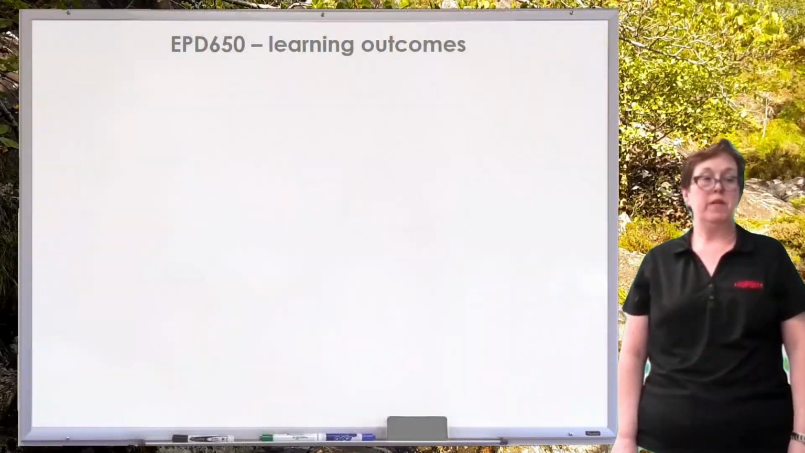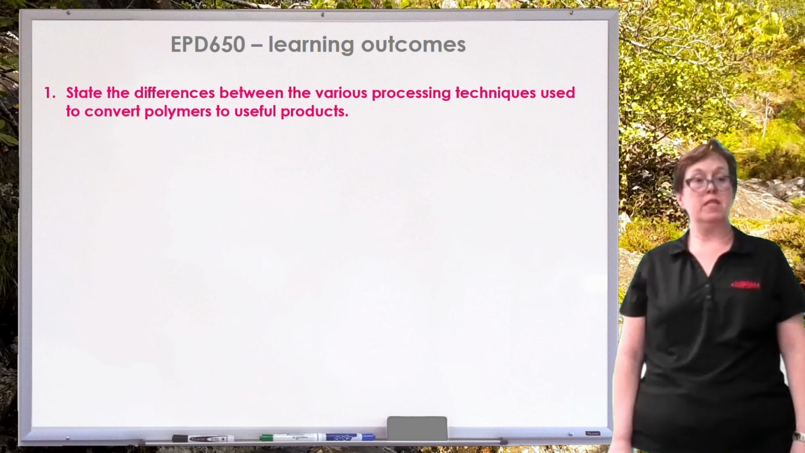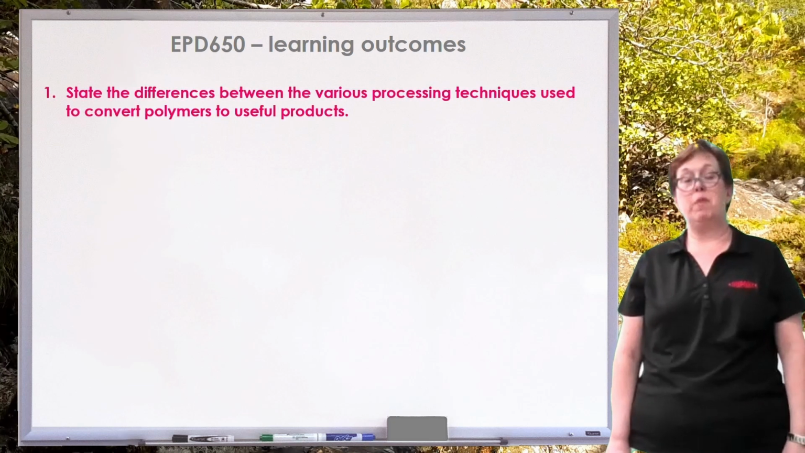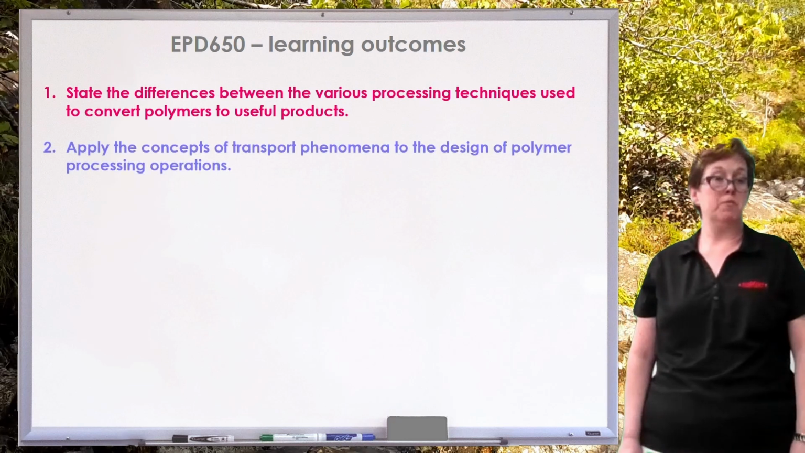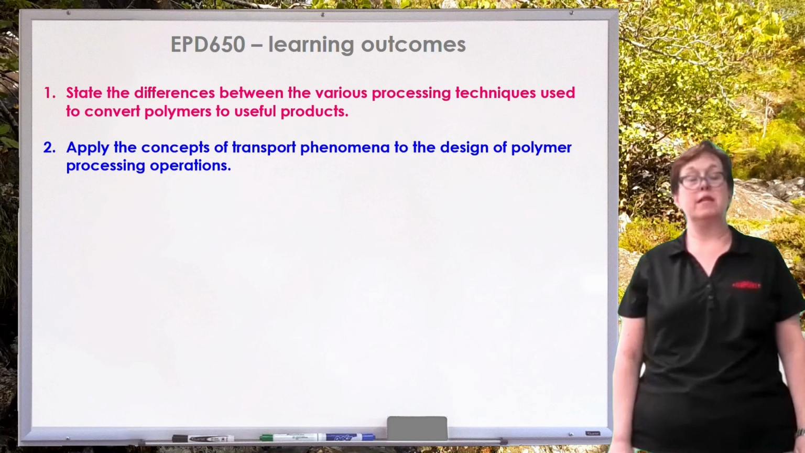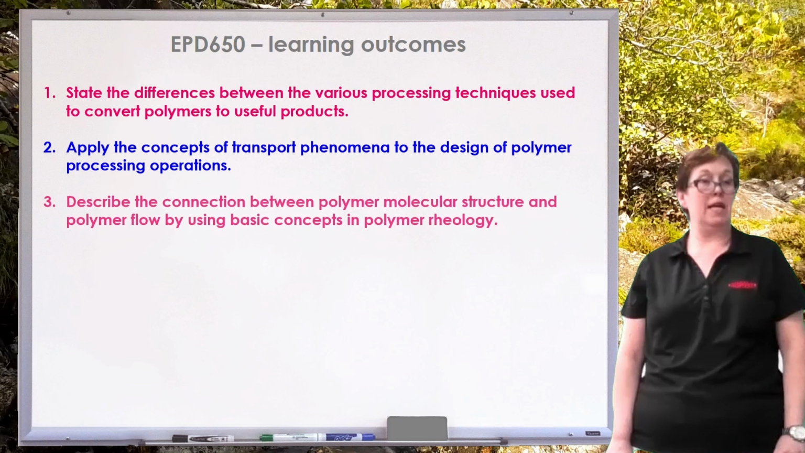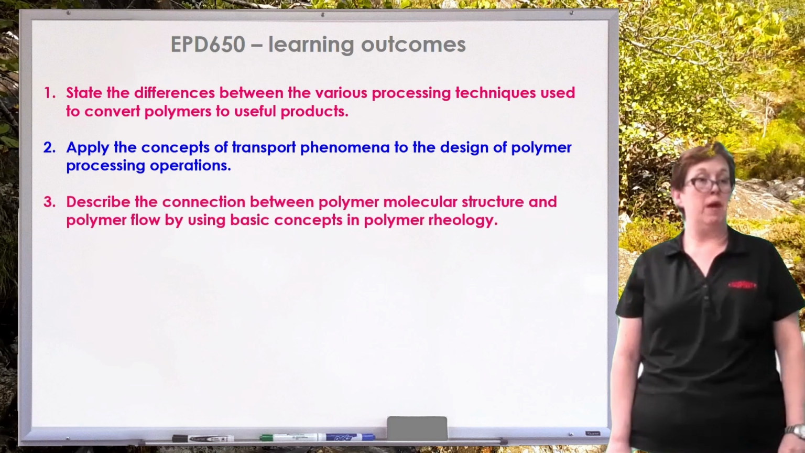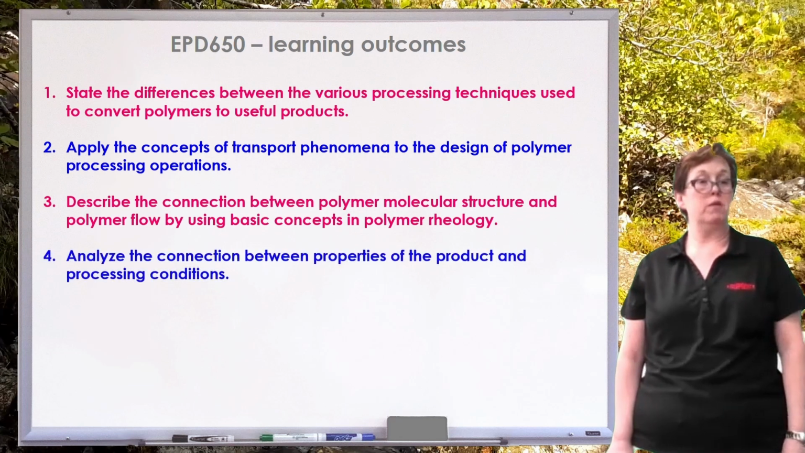We'd like to start with some of the key learning outcomes from this course. Number one, at the end of this course, you'll be able to state the differences between the various polymer processing techniques used to convert polymers to useful products. Number two, apply the concepts of transport phenomena to the design of polymer processing operations. Number three, you should be able to describe the connection between polymer molecular structure and polymer flow by using the basic concepts in polymer rheology. Number four, you should be able to analyze the connection between the properties of the product and its processing conditions.